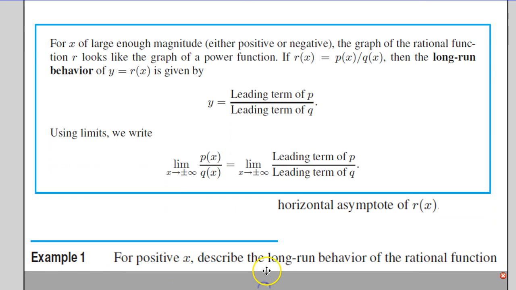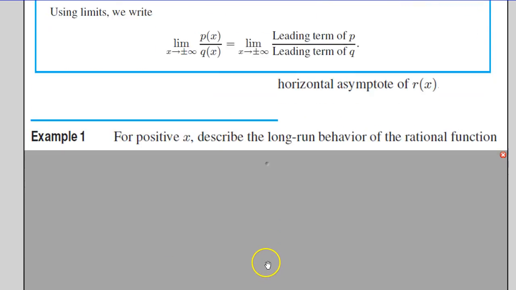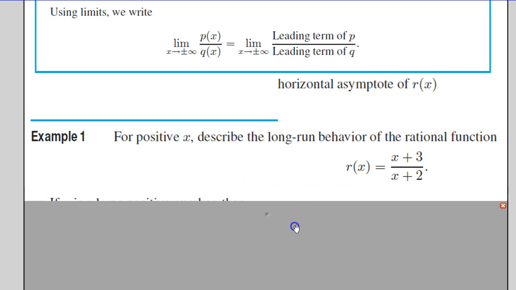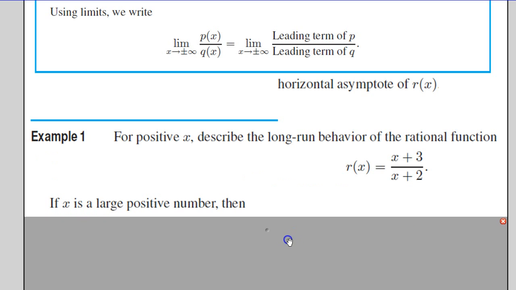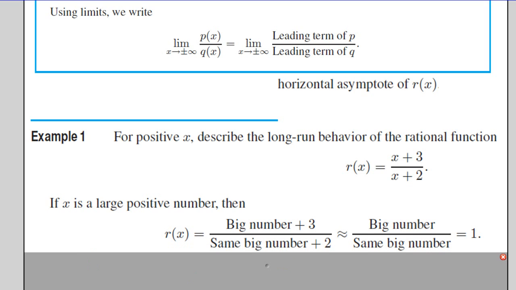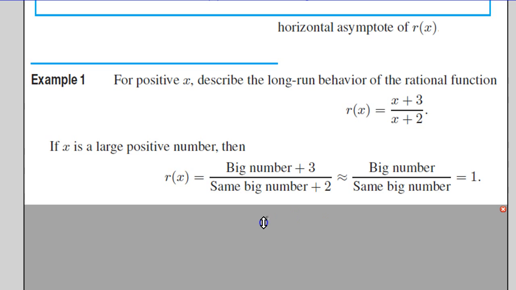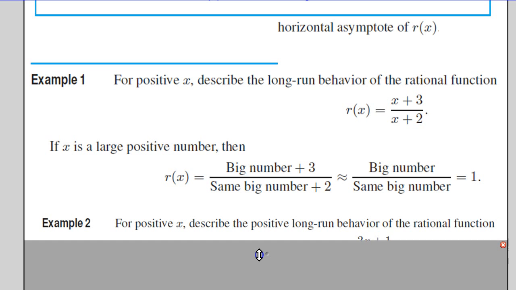So let's take a look at some examples of rational functions and see if we can describe or predict the long run behavior. Here's an example of a rational function. The polynomials are linear functions in the numerator and the denominator. If x is a large positive number, then the rational function is going to be some really big number plus 3 divided by some really big number plus 2, which is approximately some big number divided by a very similar big number, only differing by one value. So that means it's going to be equal to 1 for very large positive values.